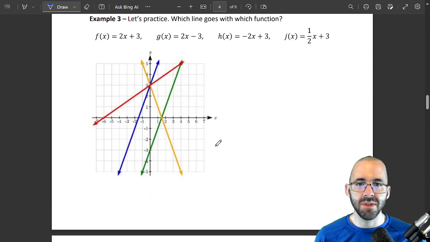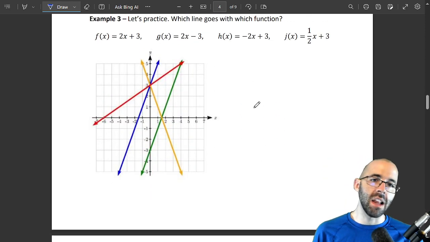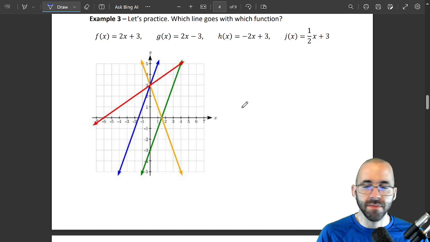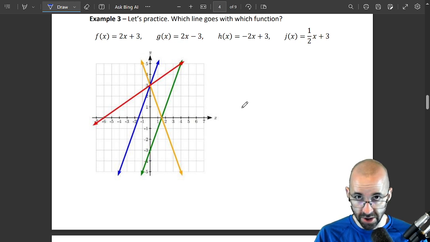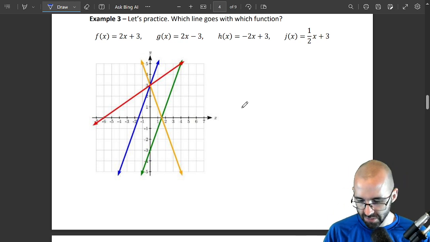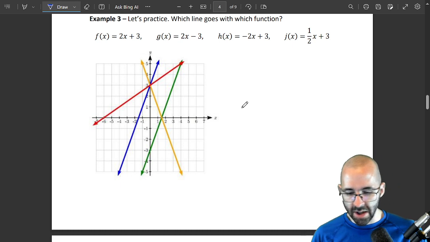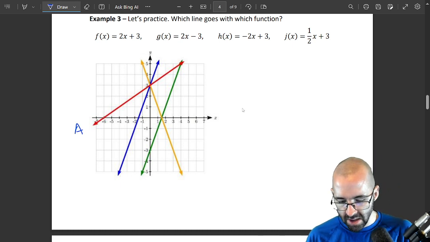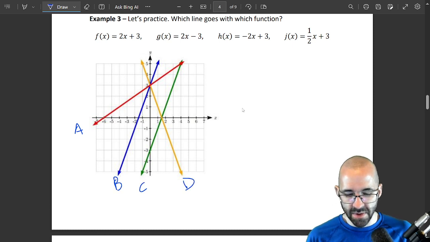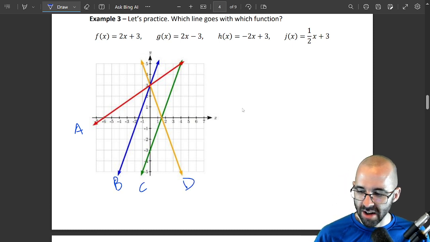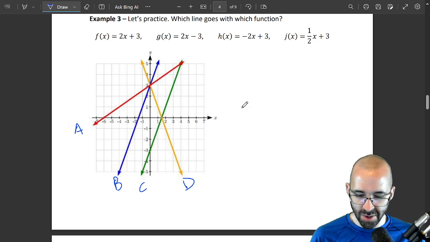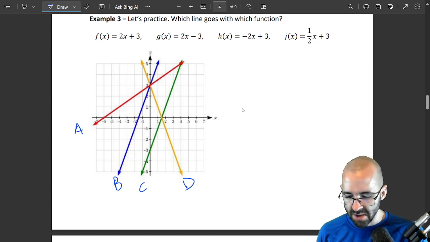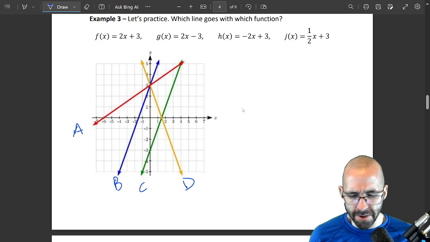Let's get some practice. Let's do some matching. Which line goes with which function? So let's go backwards. Instead of really trying to match, let's see what each of these functions is going to look like and then choose the right one. I should have provided letters. Let's call these A, B, C, and D, just because not everyone can distinguish colors as well as everybody else.